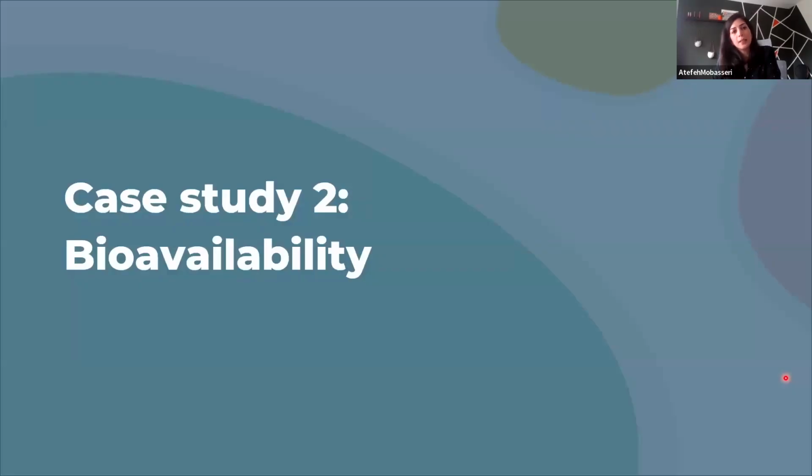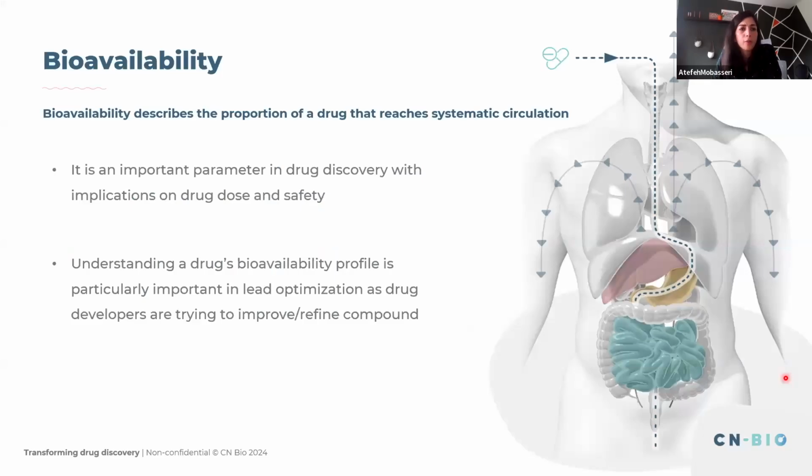The second case study is bioavailability. For those of you who are not familiar with bioavailability, it describes the proportion of the drug that reaches systemic circulation, and it is an important factor for drug discovery to identify the drug dosage and also the toxicity and safety of the drug.